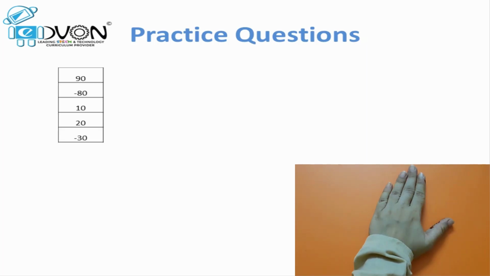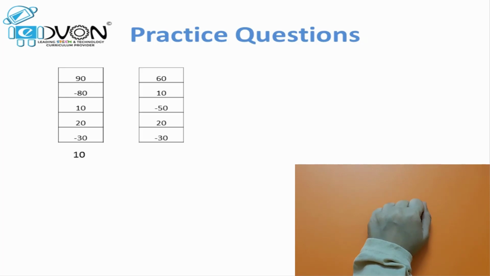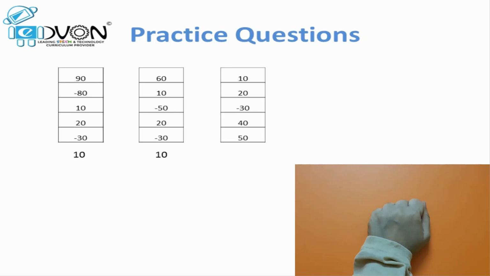90 minus 80 plus 10 plus 20 minus 30. Answer is 10. Make 0. Ready? 60 plus 10 minus 50 plus 20 minus 30. Answer 10. Are you ready for the next question? Make punch and let's start.